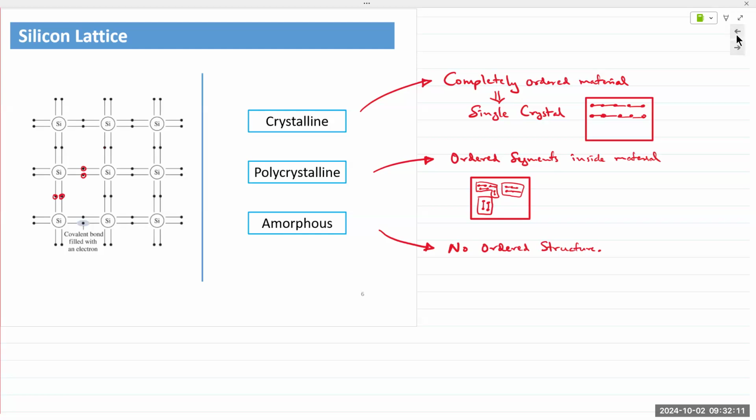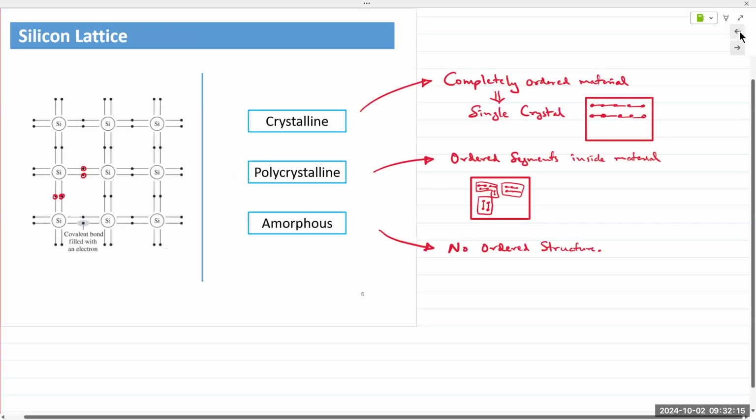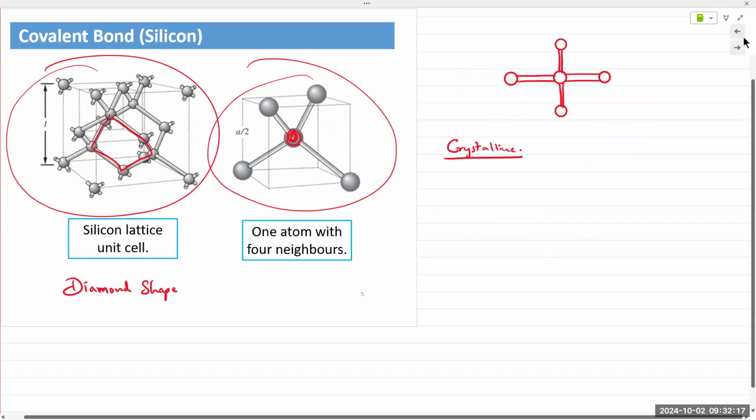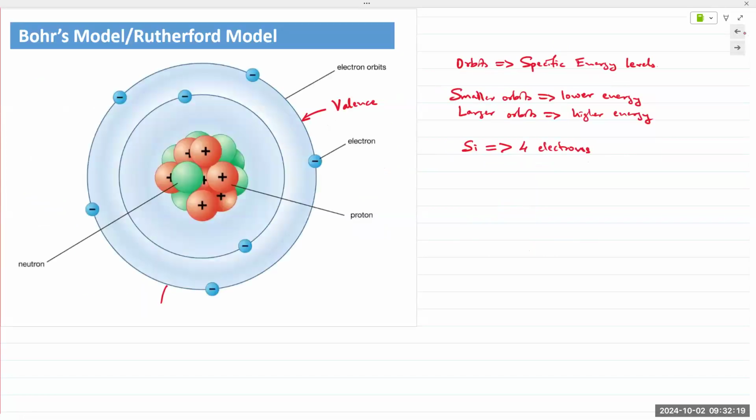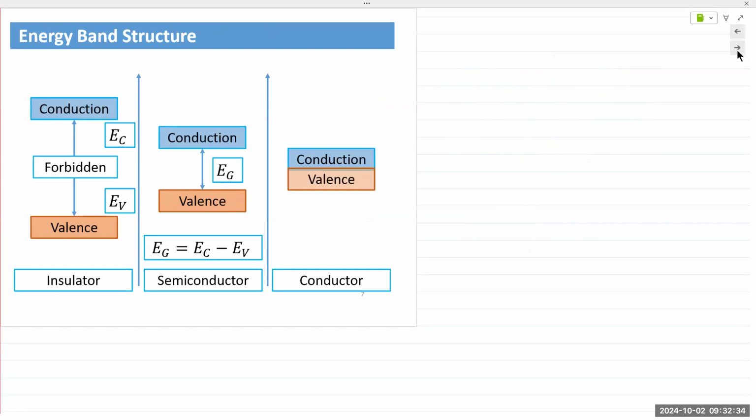When we have this kind of bond, covalent bonds, they occupy certain energy levels. Okay, they occupy certain energy levels. So from there, we introduce a topic known as the energy band diagram or the energy band structure. Okay, we have the valence band, right?